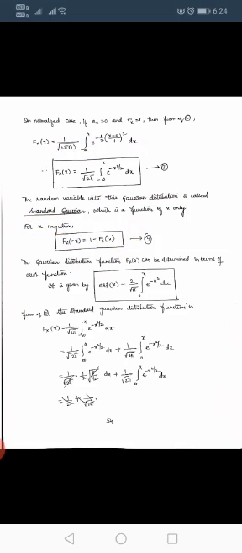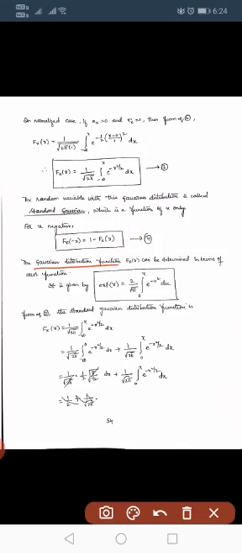Next, the Gaussian distribution function can also be written in terms of the error function. The error function representation is erf(x). It is given by 2 by square root pi, integral 0 to x, e power minus u square du, or e power minus x square dx.